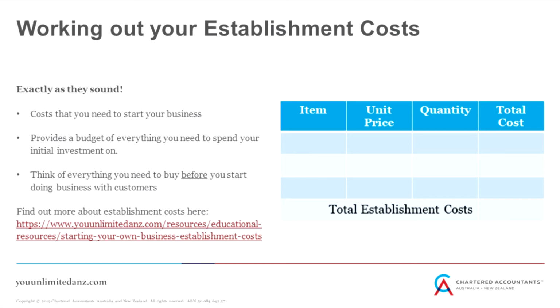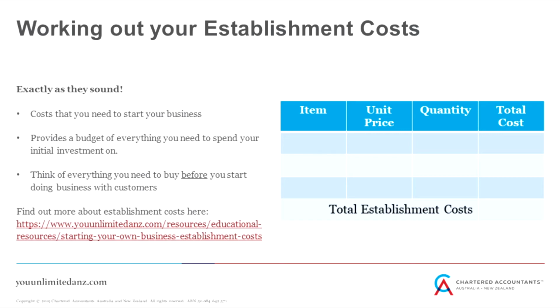So this could include rent, furniture or fittings. It means buying the product or the raw materials if we're reselling or making something. There might be staff costs involved, including any training to bring your staff up to speed for day one. Think of everything you need to buy before you start doing business with your customers. So we're going to list the item, how much it is per item, the quantity, and then the total cost.